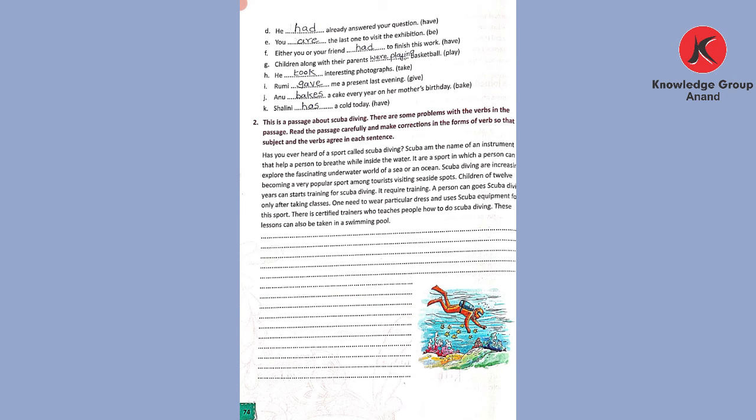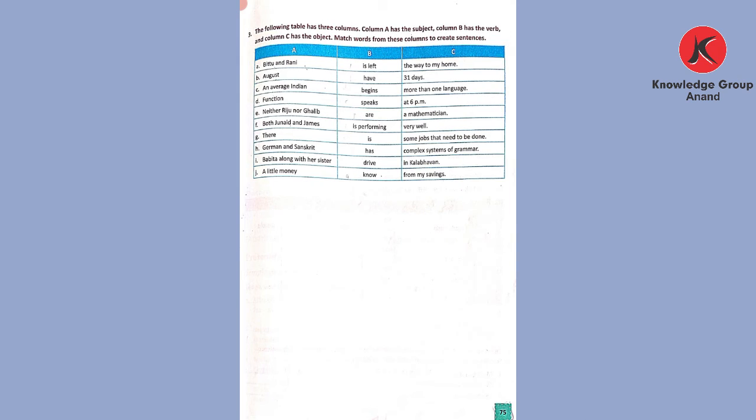Now let us go through the last exercise, that is on page number 75. The following table has 3 columns. Column A has the subject, column B has the verb, and column C has the object. Now we have to match here. Bittu and Rani will come here, knows, and it will go like this: Bittu and Rani know the way to my home.